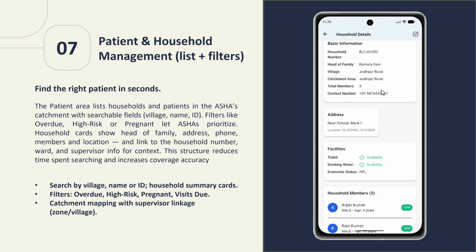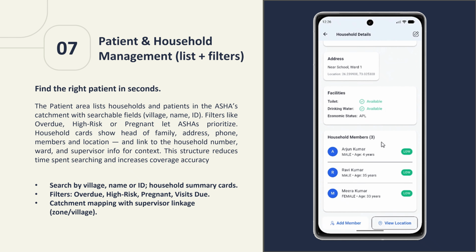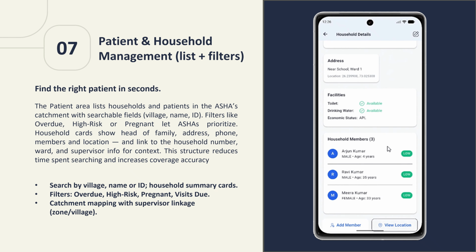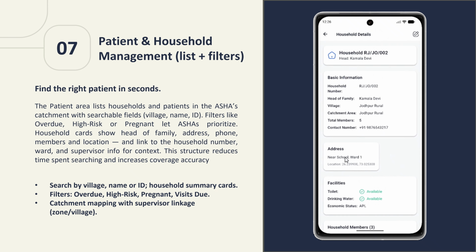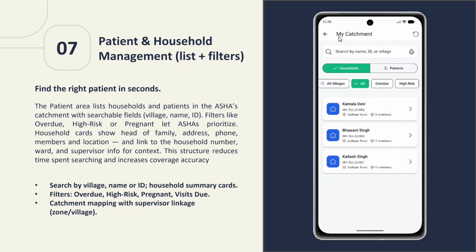In the Household tab, users can view all the details about the household, such as the head of the family, address, phone number, number of members, and their location. The app also specifies the household number, ward number, and the supervisor ID, along with zone and village information. Users can search by the village name, patient name, or ID and instantly view all the patients assigned by their supervisor within their catchment.